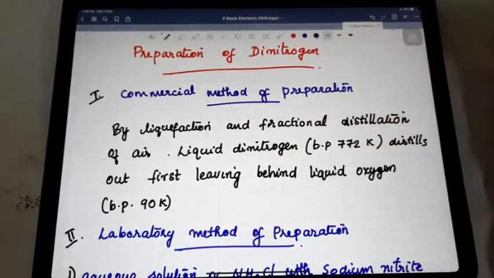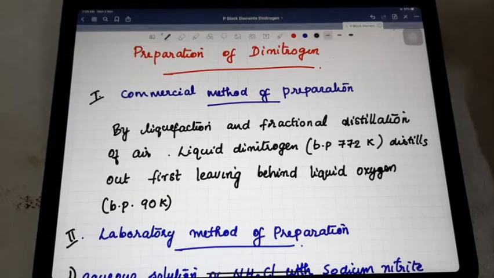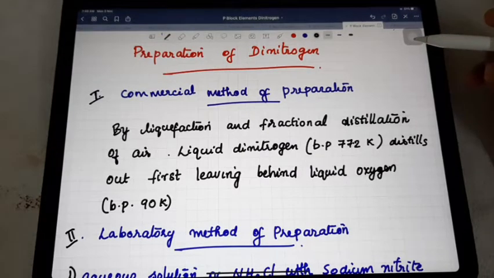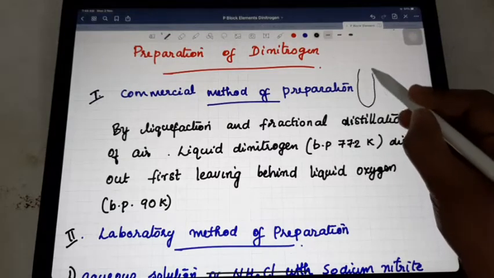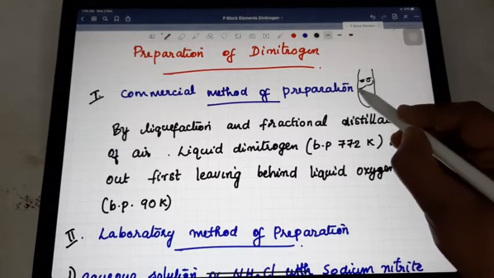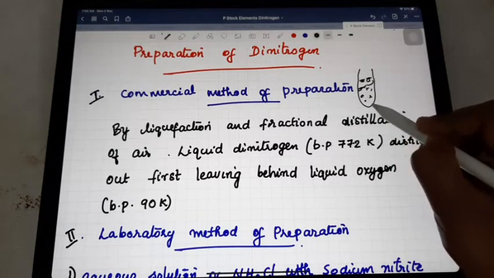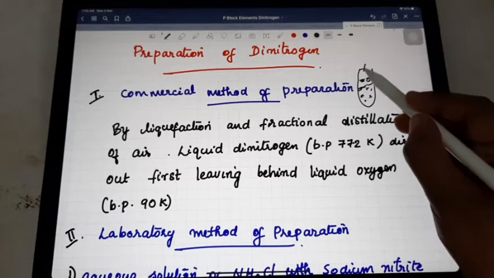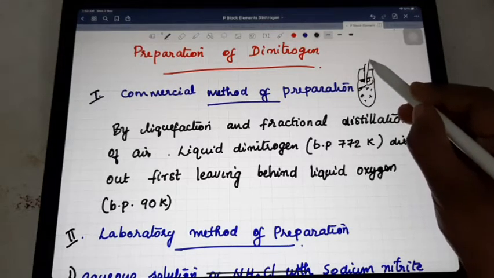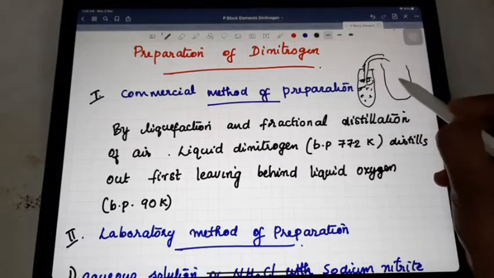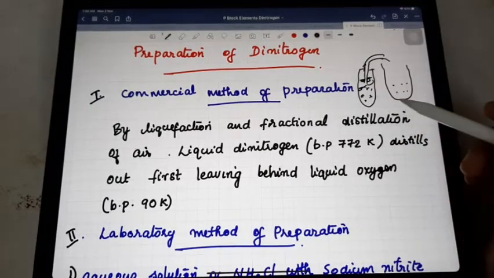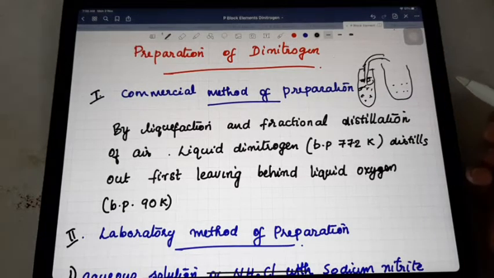The commercial method of preparation and the laboratory method of preparation are different. The commercial method is one you studied in the 9th standard: the fractional distillation method. You take a fractionating column with small beads in it, then pass the air through it. The lower boiling point component escapes through the delivery tube and is collected first, because air has a lot of other gases also.